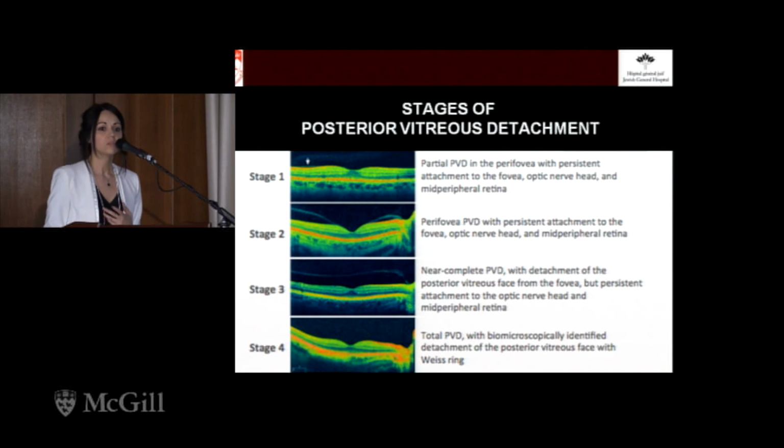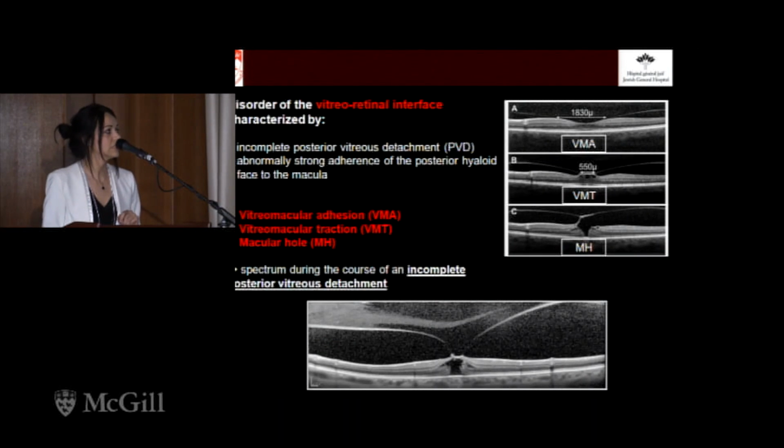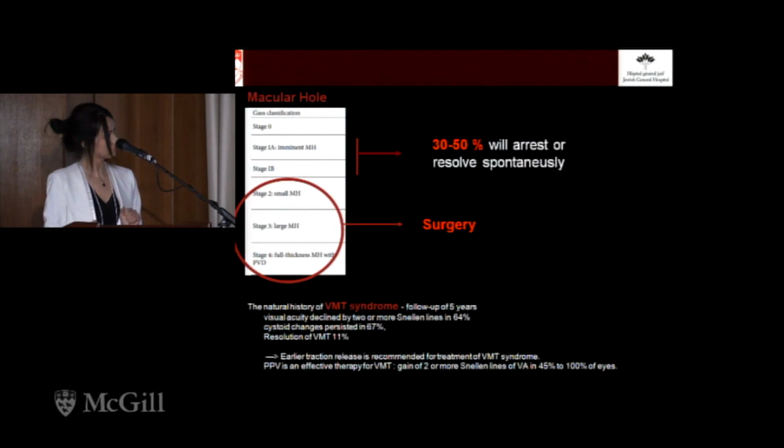We can see that there are different stages of this posterior vitreous detachment. When we don't have a complete posterior vitreous detachment, we can see some adhesions. When we have this incomplete PVD and strong adhesion with the retina, we can have vitreomacular adhesion, vitreomacular traction, and even, if that progresses, a macular hole. So that's a whole spectrum of these vitreoretinal interface disorders.